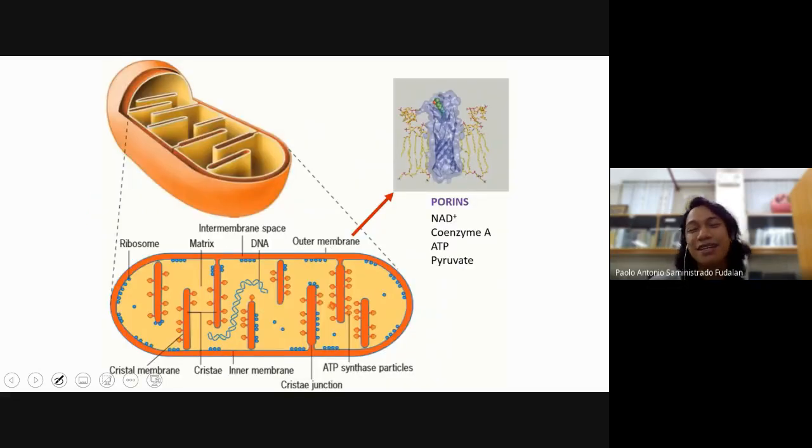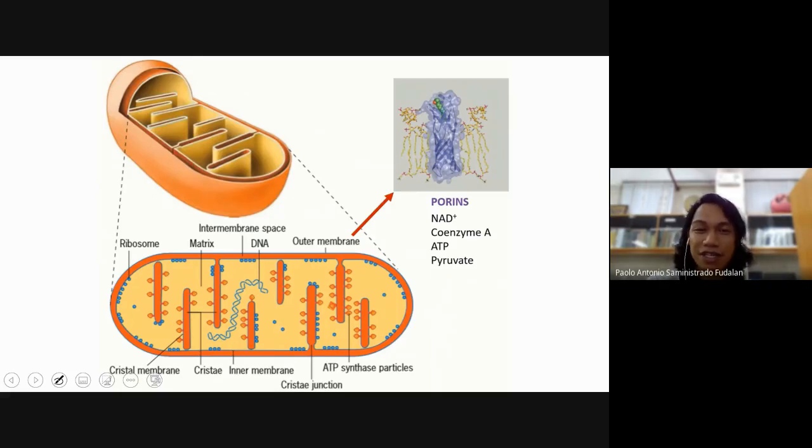For cells that have mitochondria, of course, these are eukaryotic cells. They can perform cellular respiration, not just glycolysis. Okay, so this is the structure of the mitochondrion. You should be familiar with this.